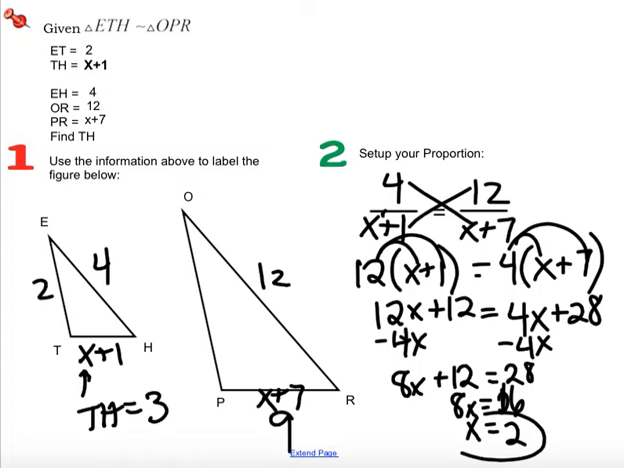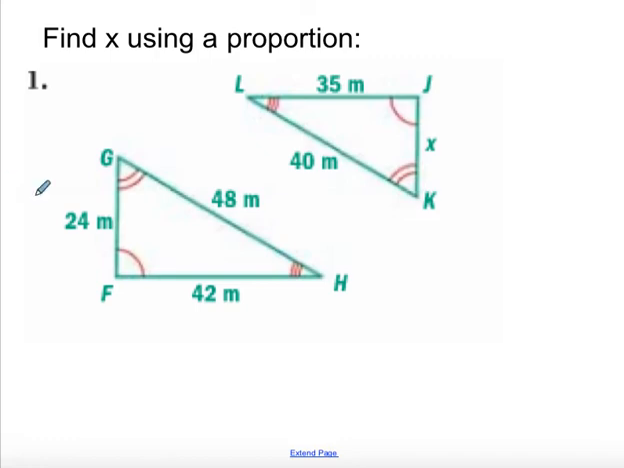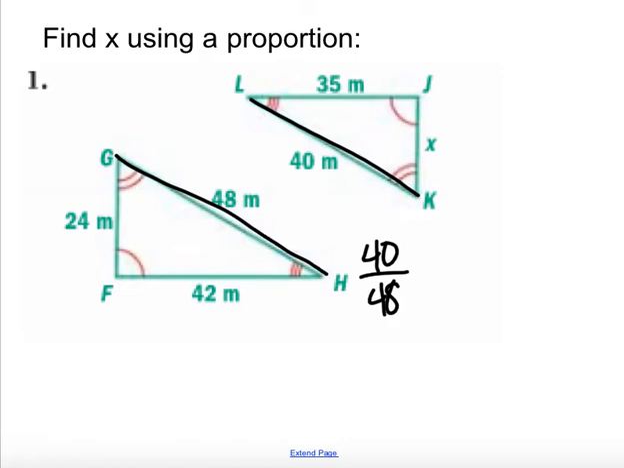All right, we have a couple more practice problems. In this one, remember to set up your proportion. So I would say something like 40 is the same as 48. Remember, I'm going by my corresponding sides since these are the hypotenuses of my triangles. So 40 to 48 is the same as something to x.